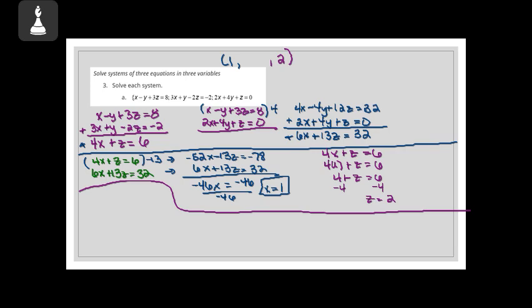So 1 minus y plus 6 equals 8. That gives me 7 minus y equals 8. So if I subtract 7 from both sides, I got negative y equals 1. And then I need to divide by negative 1. So y equals negative 1. So my final solution is 1, negative 1, 2.